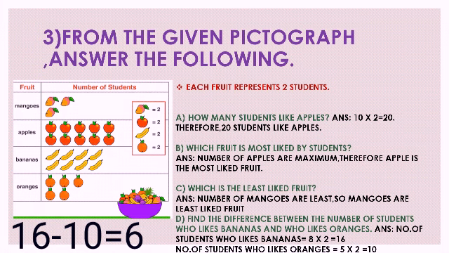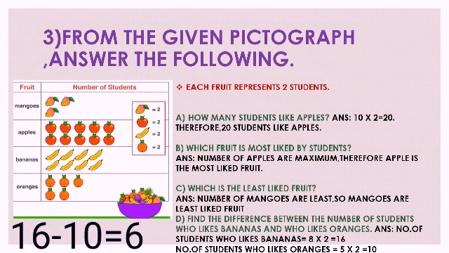Calculate. 10 twos are 20 students. If one banana equals 2 students, 8 bananas will be equal to 16 students. Similarly, if one orange equals 2 students, then 5 oranges will be equal to 5 twos, which is 10 students. Clear? Now let us answer the questions.